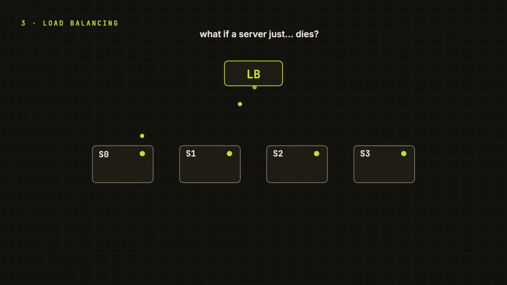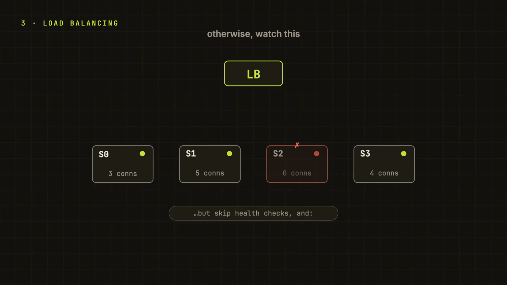None of this matters if we keep sending traffic to a dead server. So the balancer is constantly checking the health of each server, either actively by pinging a health endpoint, or passively by just watching the real requests and noticing when a server starts timing out or throwing errors. Either way, the moment a server looks dead, we take it out of the rotation. Otherwise, least connections happily keeps sending requests into a dead server, because a dead server has zero connections, so it looks like the least loaded one.